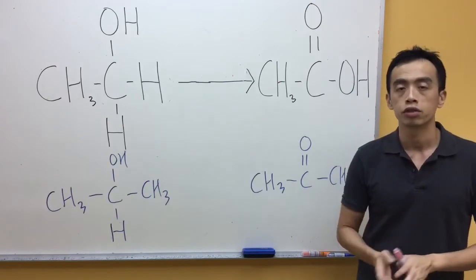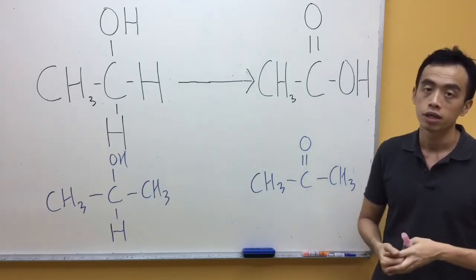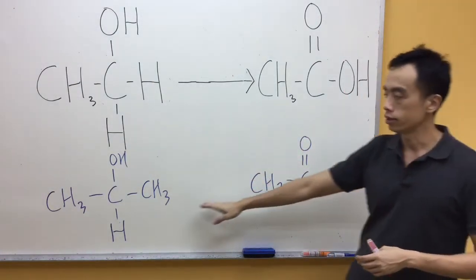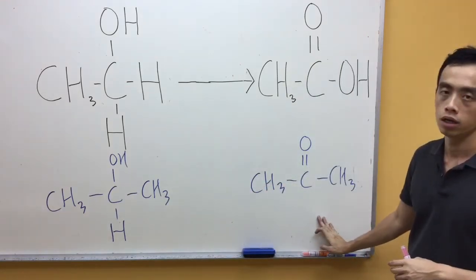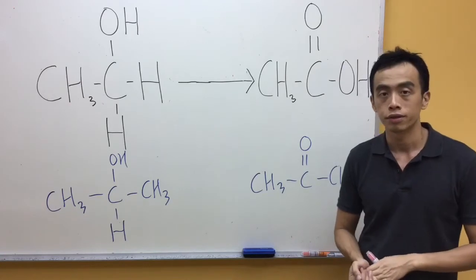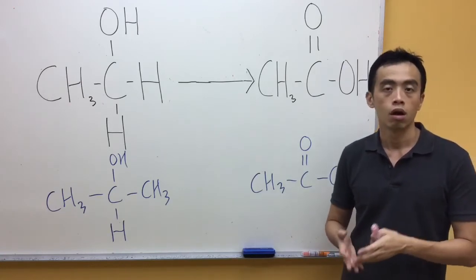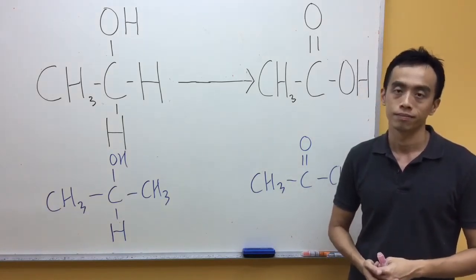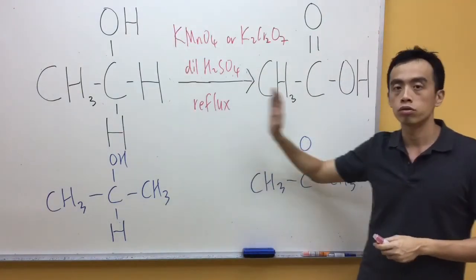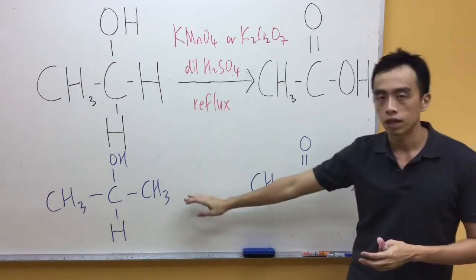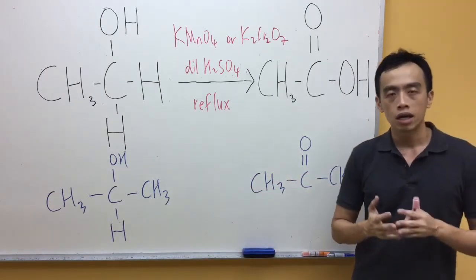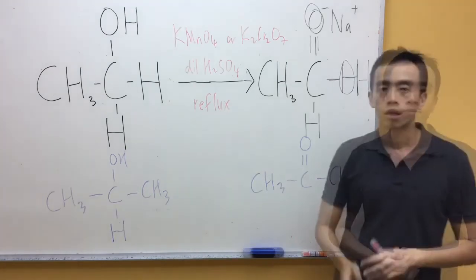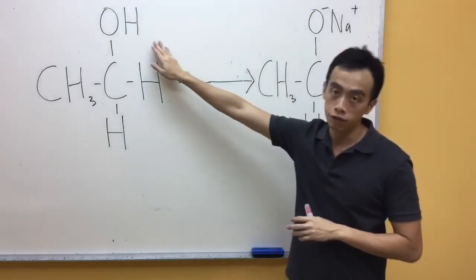Now reaction number 4 is the oxidation of alcohols to give us carboxylic acids and ketones. A primary alcohol will be oxidized to carboxylic acid, while a secondary alcohol will be oxidized to ketone. So what's the reagents and conditions for this conversion? We can either use KMnO4 or K2Cr2O7 in dilute H2SO4, heat or reflux. So the oxidation of primary alcohol to carboxylic acid and oxidation of secondary alcohol to ketones is done via KMnO4 or K2Cr2O7, dilute H2SO4, reflux.